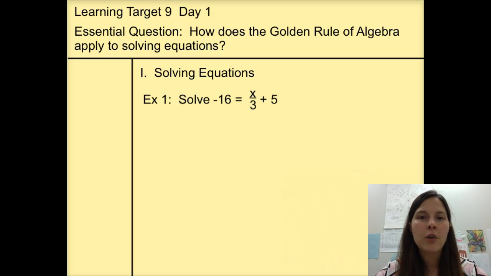The golden rule of algebra is whatever you do to one side, you do to the other. So what it does is it condenses several different properties into one property that we can always remember. Whatever you do to one side of an equation, you do to the other.